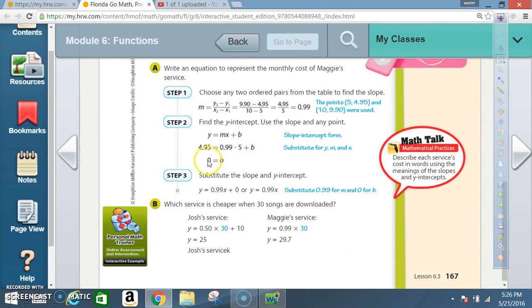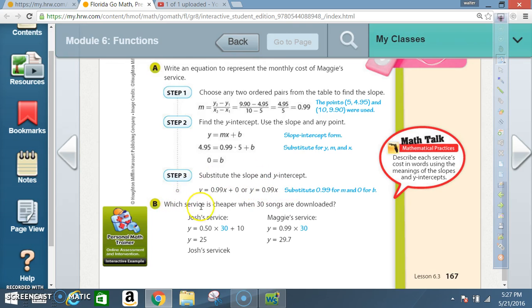Now, since we know that b is equal to 0, we substitute the slope and y-intercept back into our original equation. So we know that y equals 0.99 times x, and we determined that b was 0. Since b is 0, 0.99x plus 0 is equal to 0.99x. So y is equal to 0.99x.